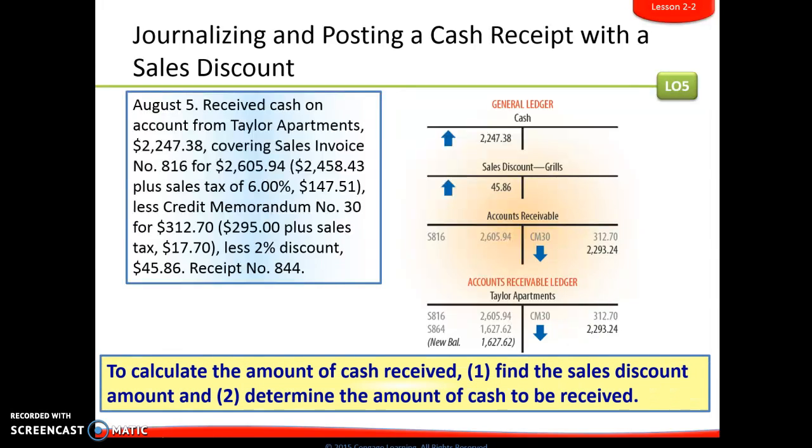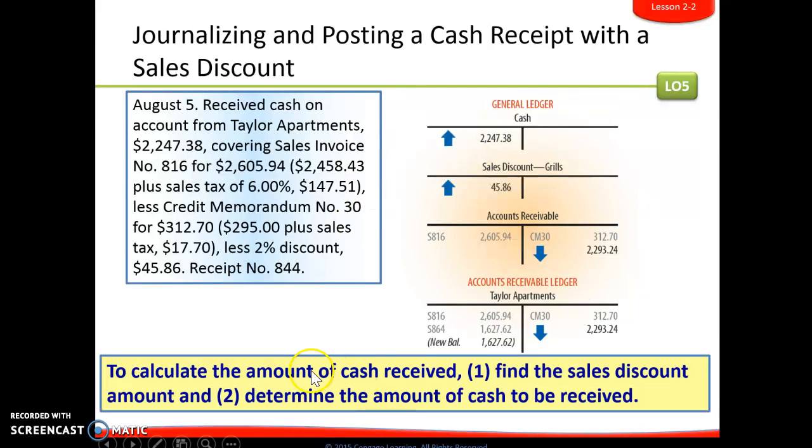So on this one, on August 5th, it says that we received cash on account from Taylor Apartments, $2,247.38. That was covering sales invoice number 816 for $2,605.94. They break down how they got that amount. Less credit memorandum number 30 for $312.70. Again, they give us how they got that number. Less a discount of $45.86. Receipt number 844. Again, a lot of information, a lot of numbers in that one transaction.